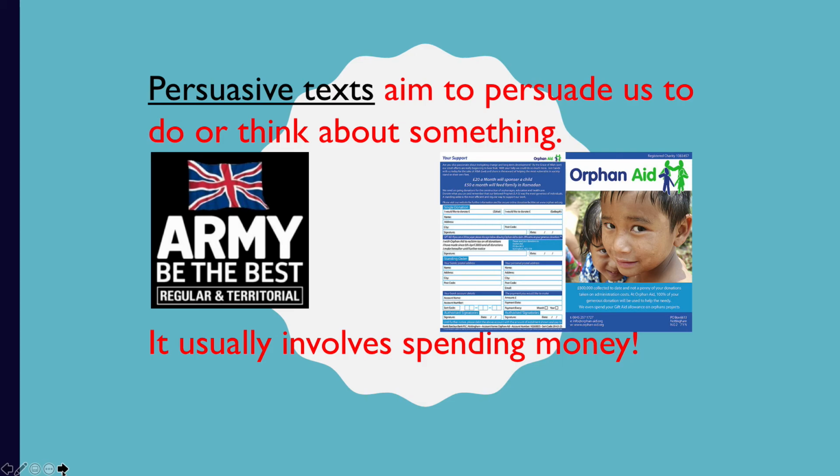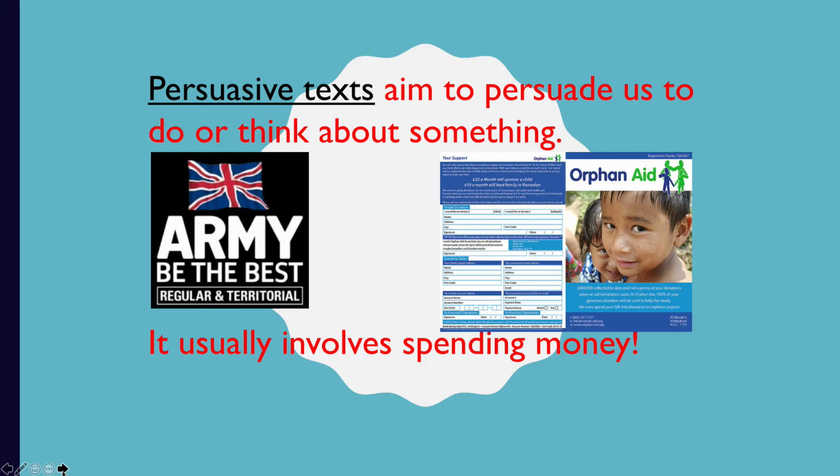It usually involves spending money. A very common form of persuasive text is an advert. So we've got two adverts here, one for the British Army and one for a charity called Orphan Aid. Although they are persuasive texts, I want you to pause the video and think, what is the purpose of each text? Because in the exam, not only do you have to say what the purpose is, to persuade or to inform, but also the content of it as well. So pause the video and think, what is the actual purpose of this text beyond just to persuade you?